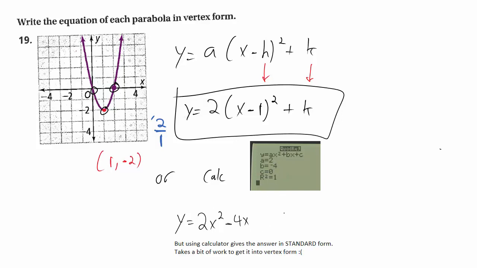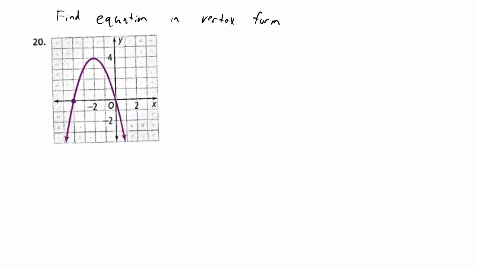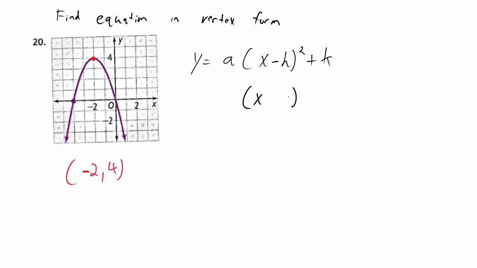I can do it from the beginning using my calculator, but the calculator puts it in standard form. It takes a little bit of work to get it into vertex form. It's not impossible. But writing 2 times the quantity x minus 1 squared minus 2, being able to do that right away without using a calculator, is probably easier than trying to put it into vertex form. But I will show you how to put it into vertex form from standard form on question 25.